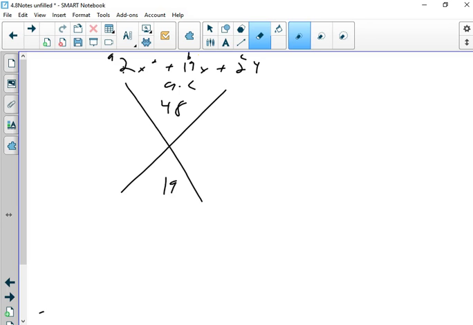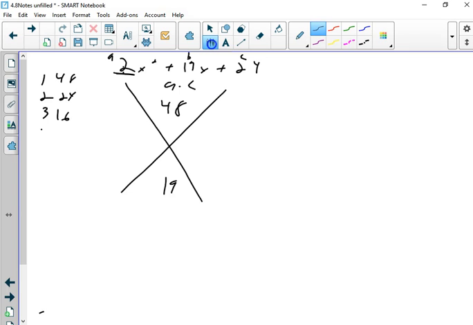That's why this method is good when this number is bigger than 1, because it helps you bring it down a little bit. So off to the side, you just do 1 and 48, 2 and 24, 3 times 16, 4 times 12, 6 times 8. And you're looking for ones that add up to 19. There it is. 3 and 6.